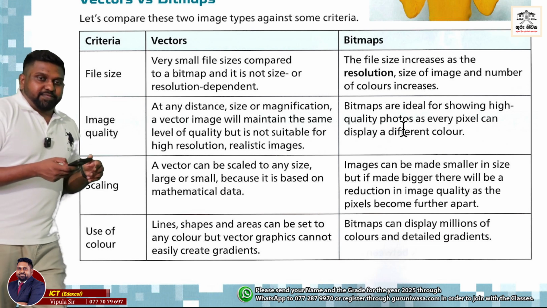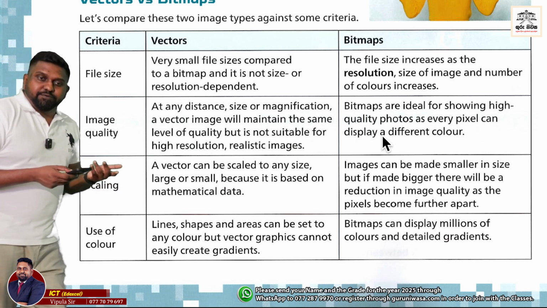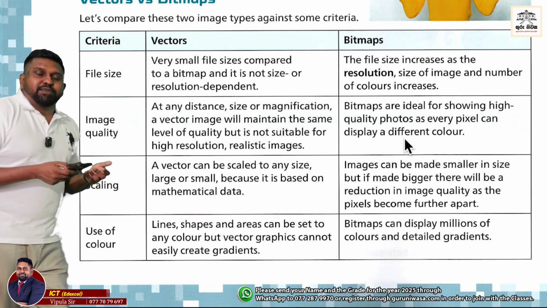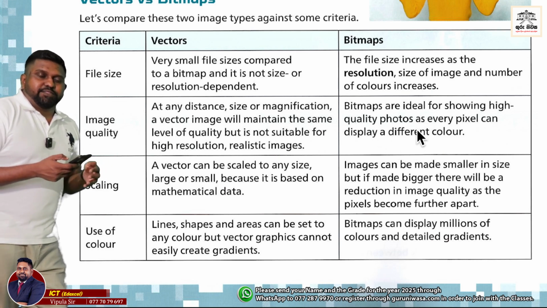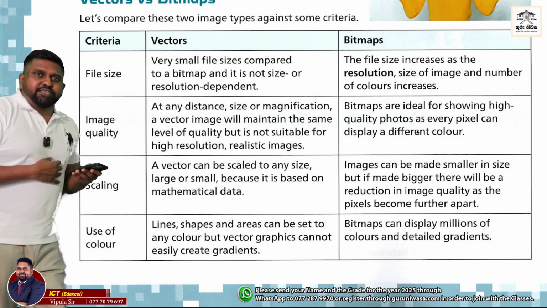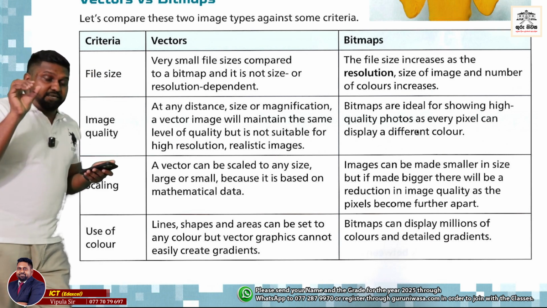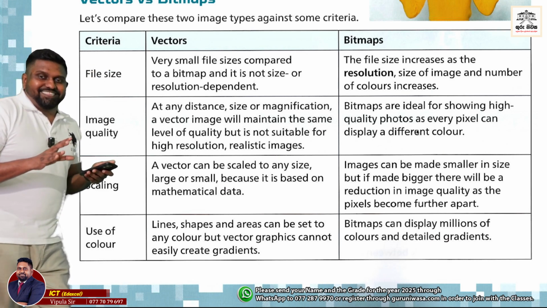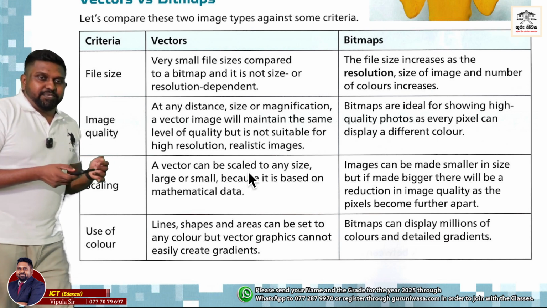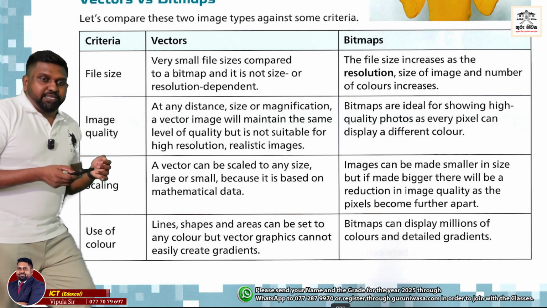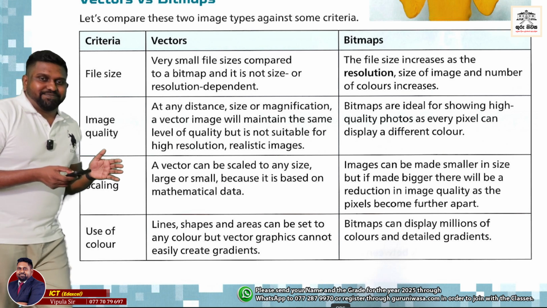But bitmaps are ideal for showing high quality photos, as every pixel can display a different color. So that means you can have a wide array of high quality images with high precision graphics, right? Everything will be precisely displayed in the correct order, okay? So that's the main difference between these two.